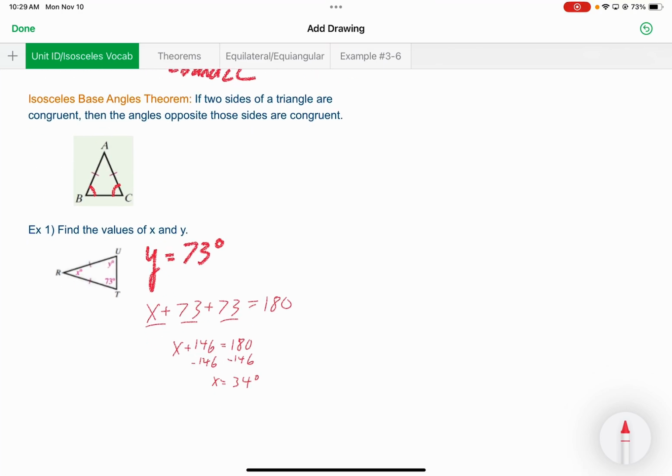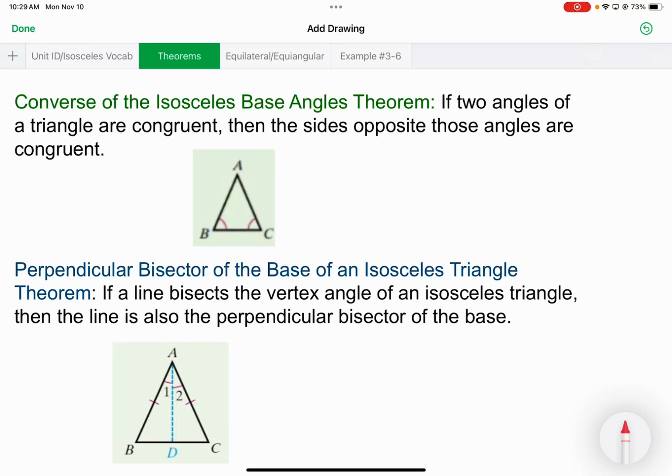All right. So a couple theorems that go along with that. Okay, first of all, we have the converse of the base angles theorem. So if I know that my sides are congruent, then I can say my angles are congruent. The converse of that, or if I flip my if-then statement, would be if I know my angles are congruent, then I can say my sides are congruent.